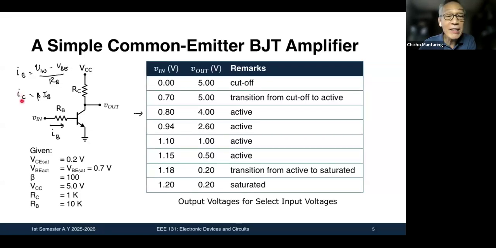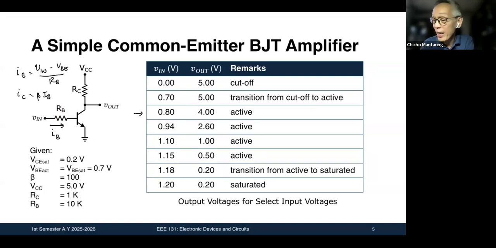Okay, if IC increases, then the voltage drop across RC will also increase. And therefore, your output will change more, no? The change in your output will be greater. Okay, so the change in your output is greater, then your gain is greater. So that's what happens, no? That's what happens when you decrease RB, your gain will increase, no?